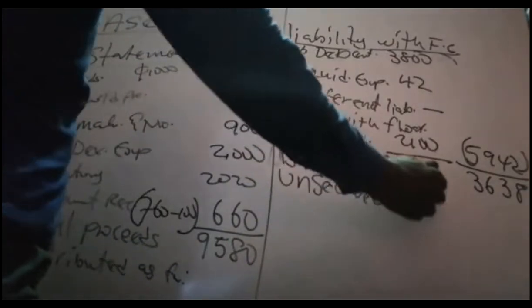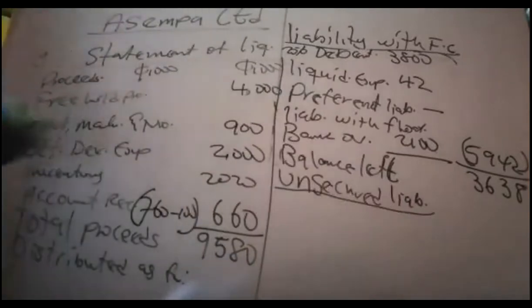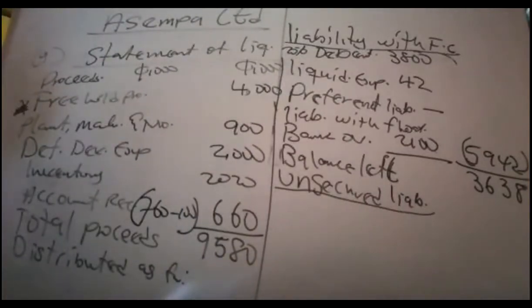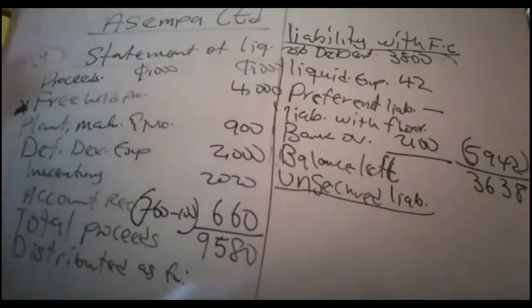So let's start again. Now with the unsecured liabilities, just write the names and then write the amount somewhere else to avoid cancellation. Take note to avoid cancellation. I like that.